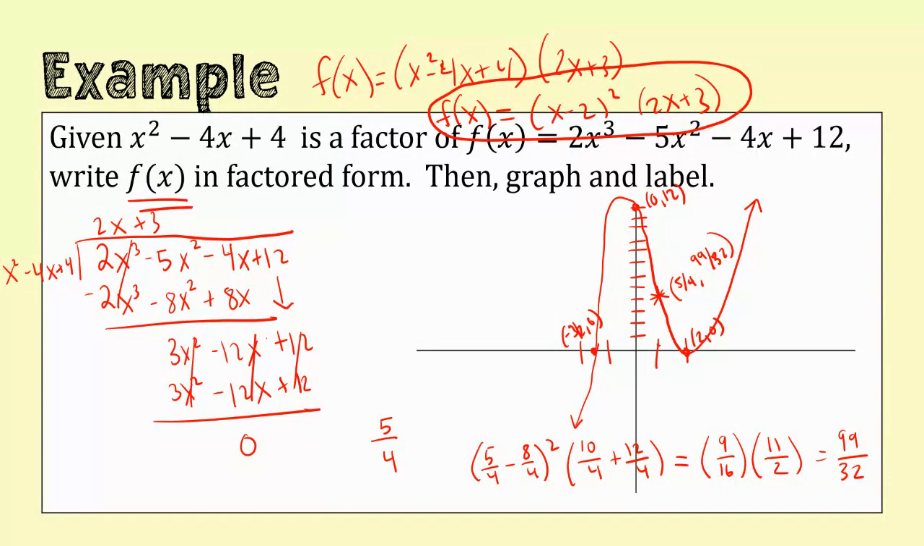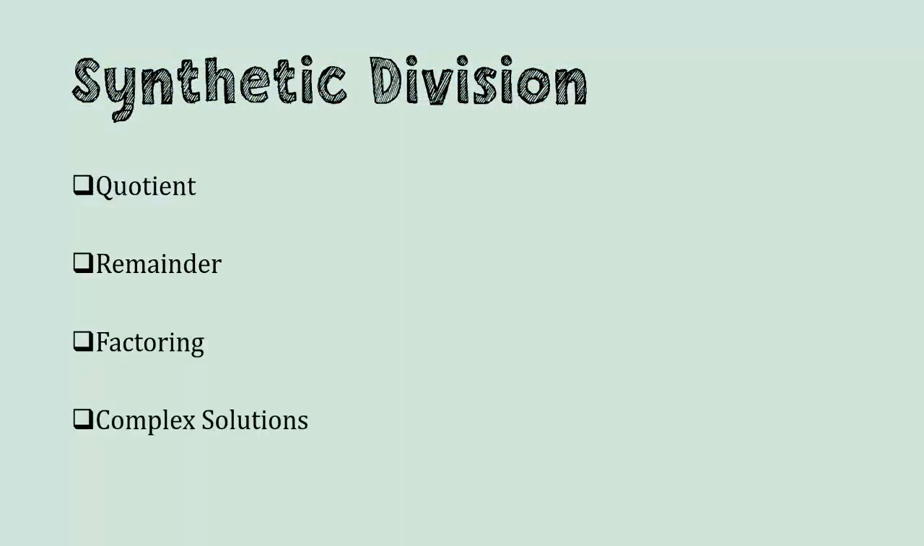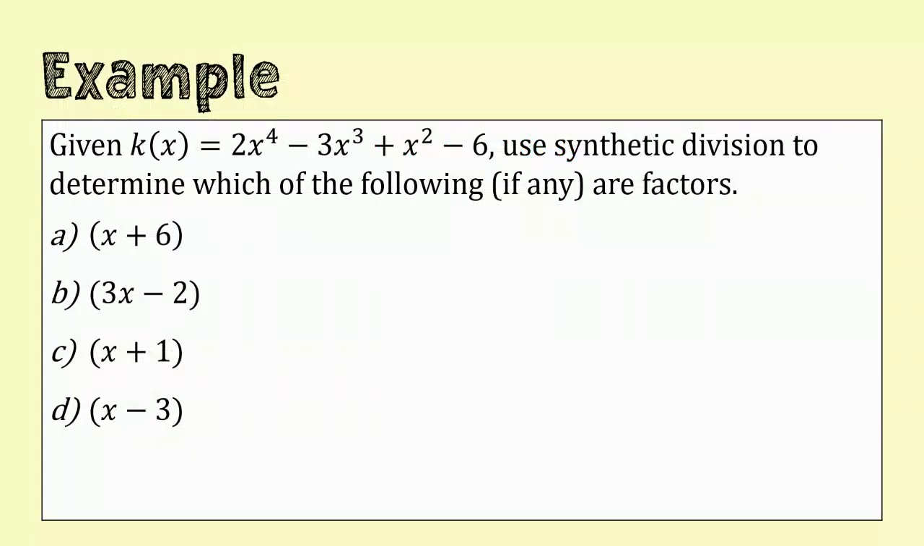Think about what you can do. Synthetic division, right? And so it's kind of similar ideas, the quotient, the remainder, write it in factored form, find the complex solutions. So in order to use synthetic division, you need to have linear factors, right? You need to be working with the zeros instead of the factors here. So if I'm given k of x right here, I want to use synthetic division to determine which of the following, if any, are factors.